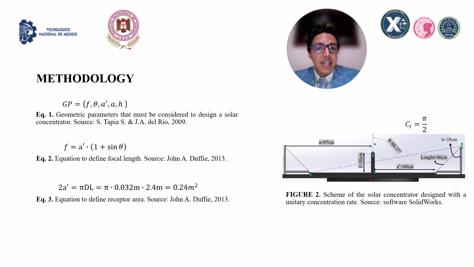According to S. Tapia and J. A. Del Rio, there are 5 parameters that must be considered to design a solar concentrator: focal length, acceptance angle, receptor area, aperture area, and height. 3 variables must be taken as dependent and 2 as independent. This is where the new approach begins.